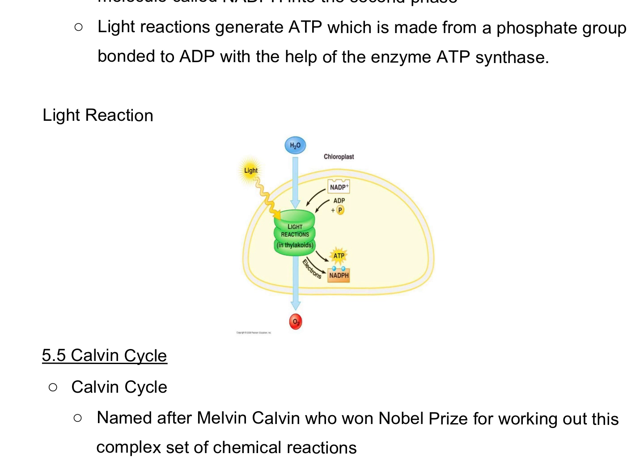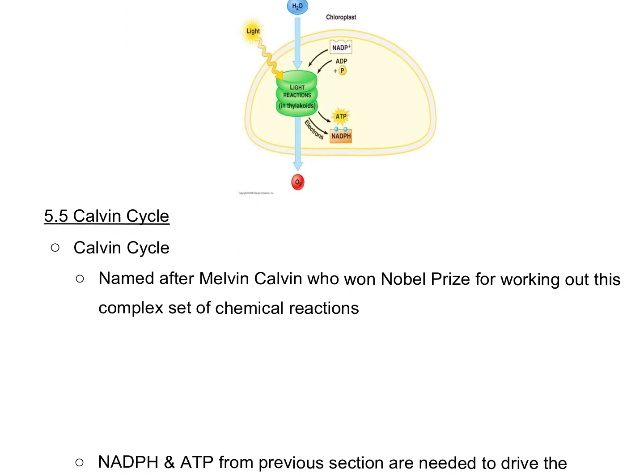Water's going to come in. Oxygen's going to be coming out. And then you see off to the side, you're going to get some ATP and NADPH. Now, that ATP, that NADPH, is now floating in the stroma. And this sets us up for the Calvin cycle.